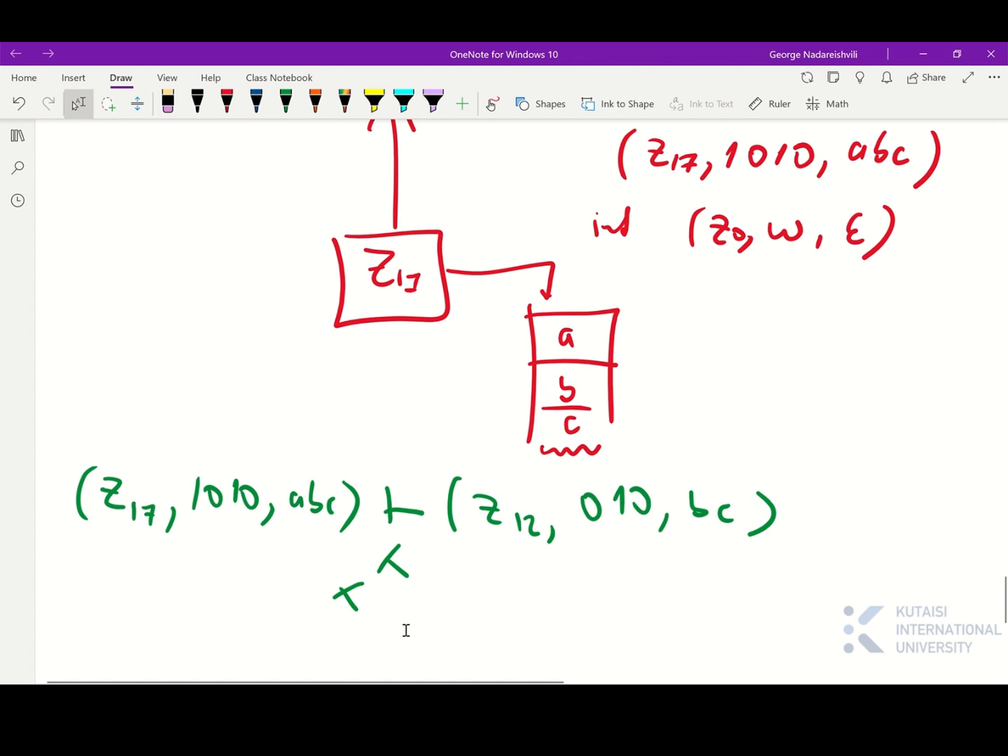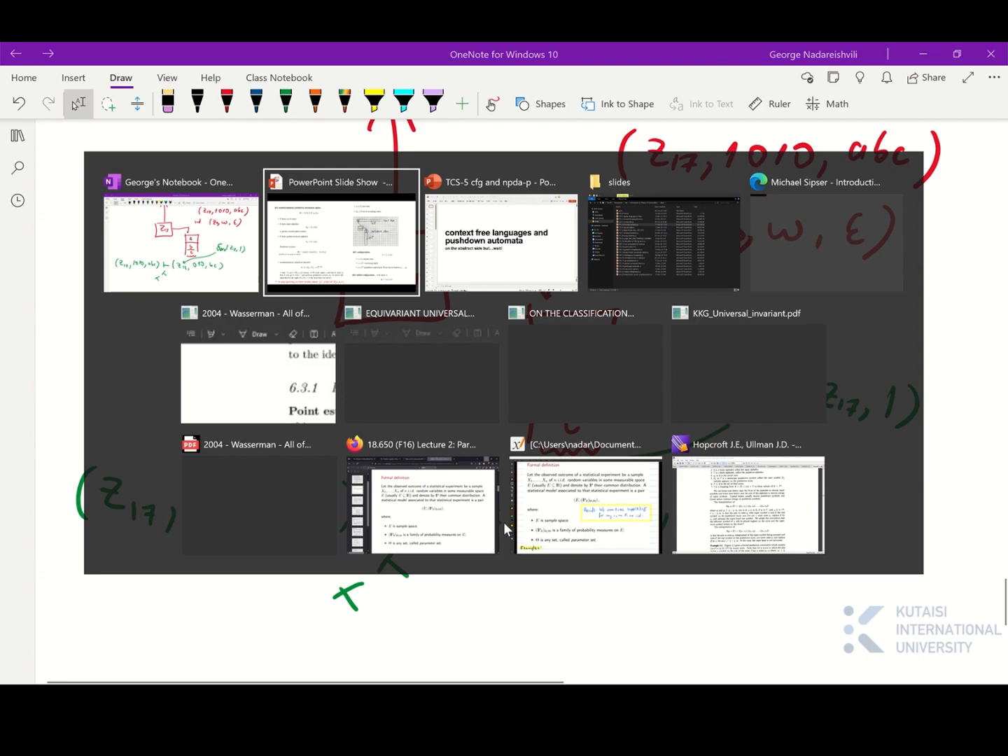So now I have to tell you how I know what the next configuration can be. Remember, in DFA it depended on delta. So the state here in the DFA, you had delta of Z17 and 1. This was what would go here. But now your delta also defines what happens here, right? It should also tell you this. So now I'm going to describe this.